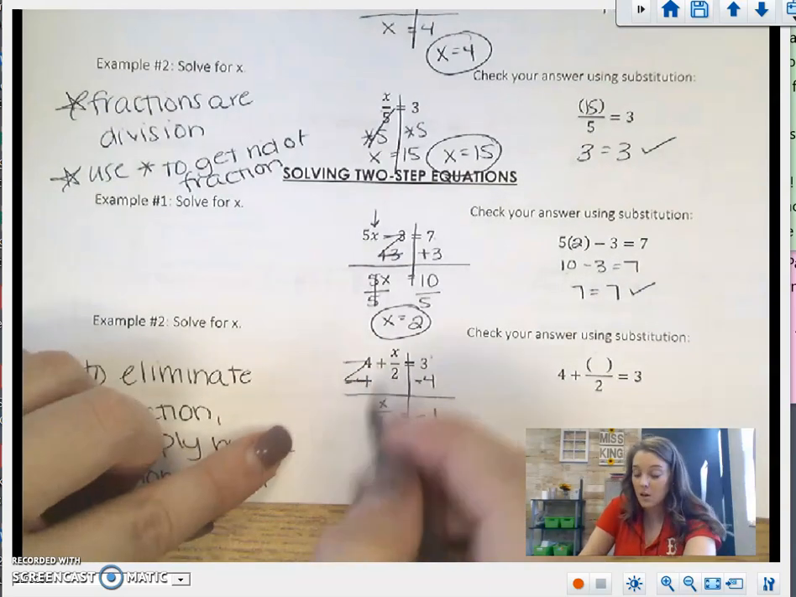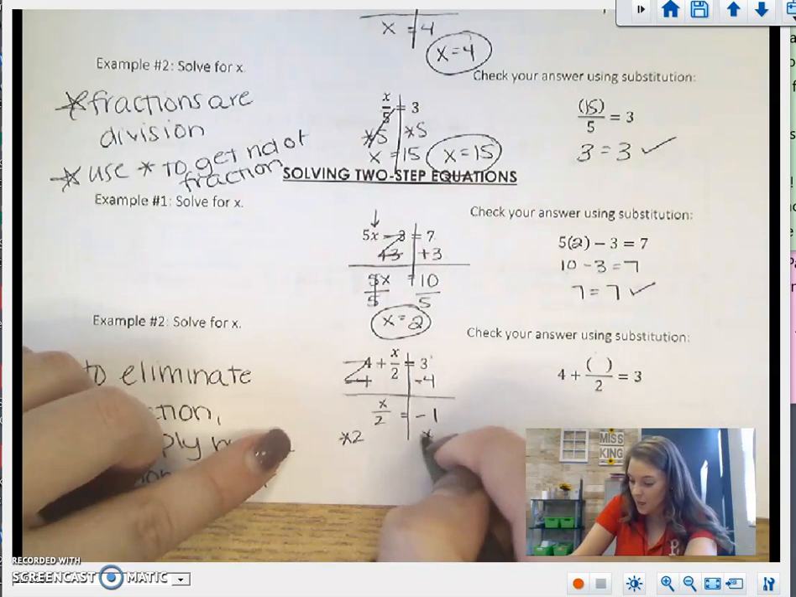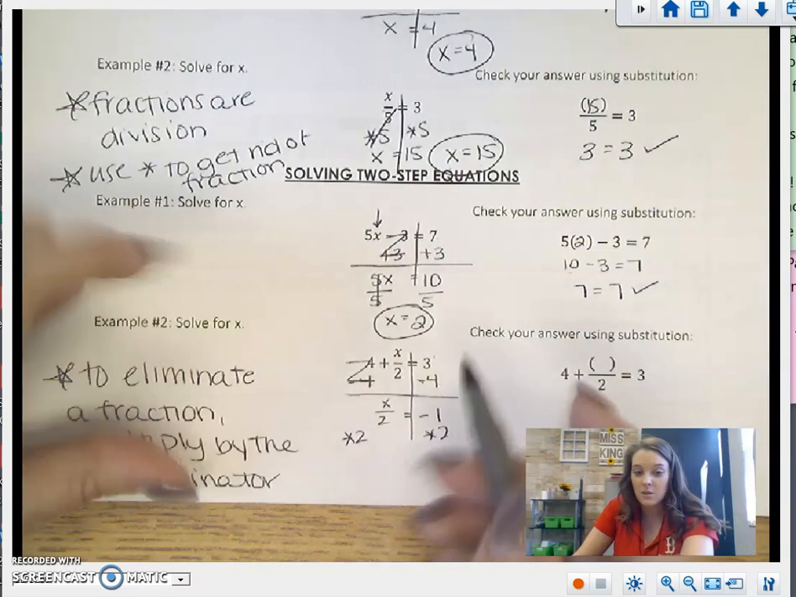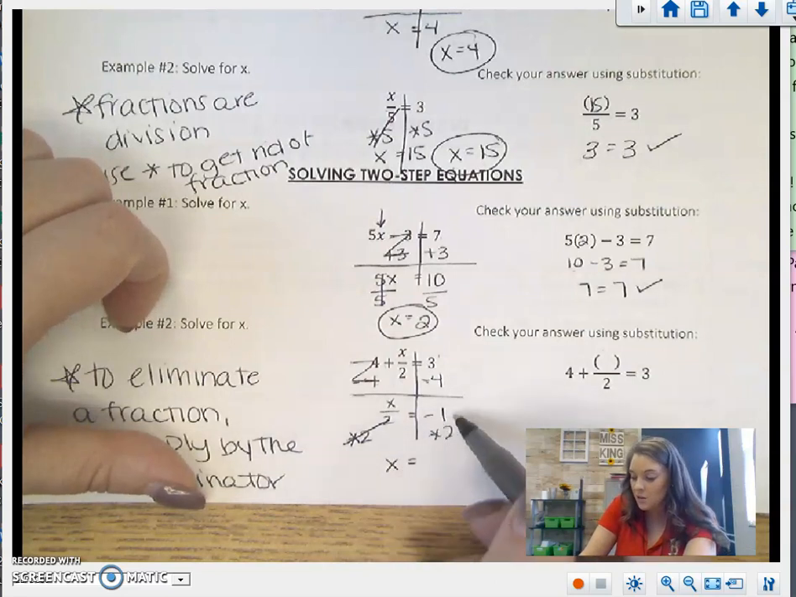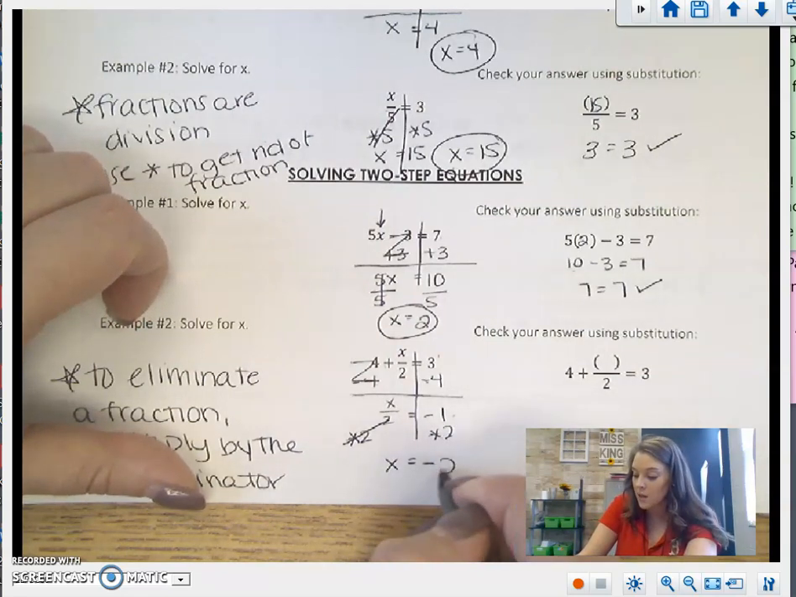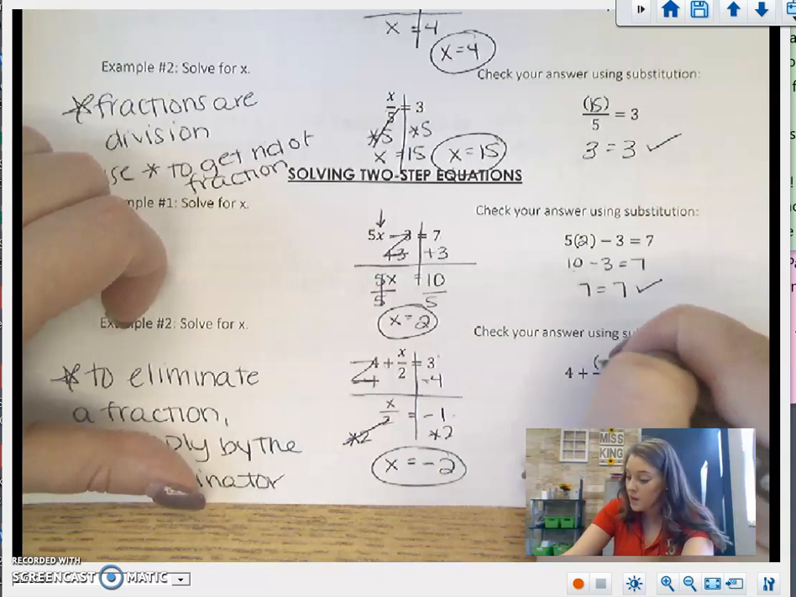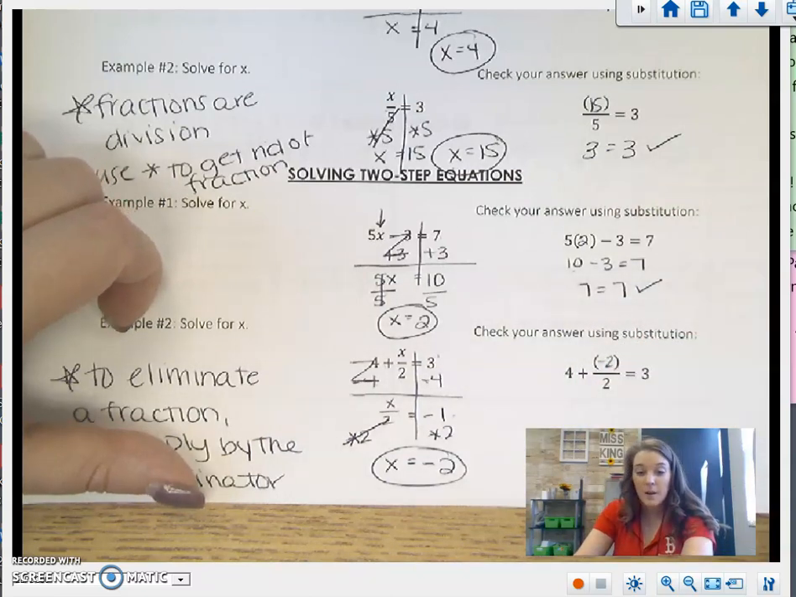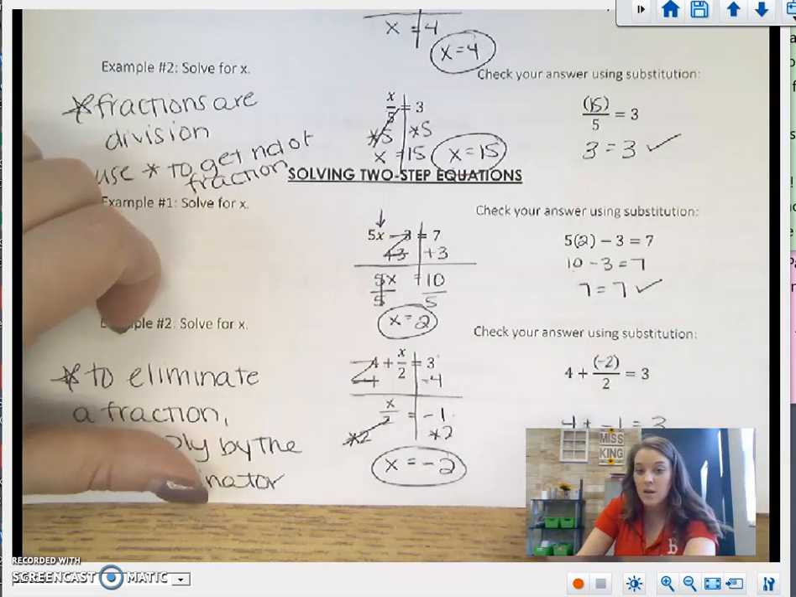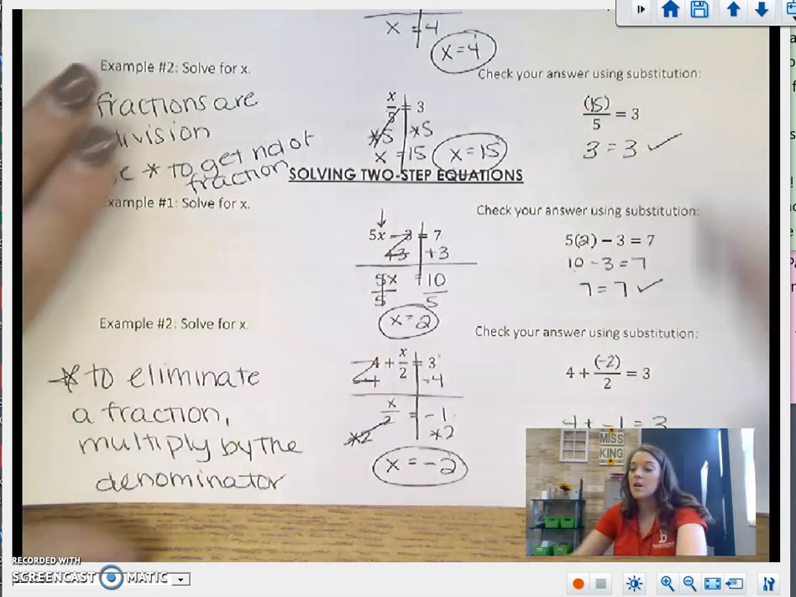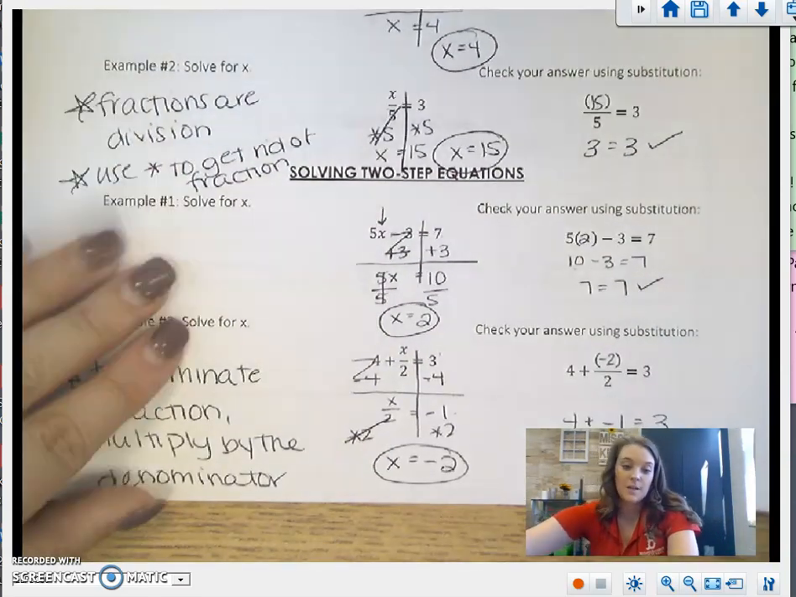So my denominator is 2, so I'm going to multiply both sides by 2. Whatever I do to one side, I have to do to the other. That cancels out that 2, and I'm left with x equals negative 1 times 2, which is negative 2. I could check my work, plug it in here. 4 plus negative 2 divided by 2 is negative 1 equals 3. 4 plus negative 1 equals 3, so 3 equals 3. I know I did it right.